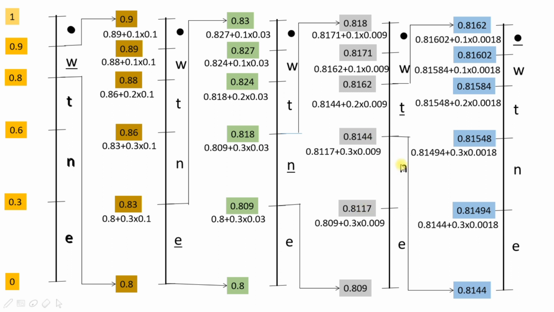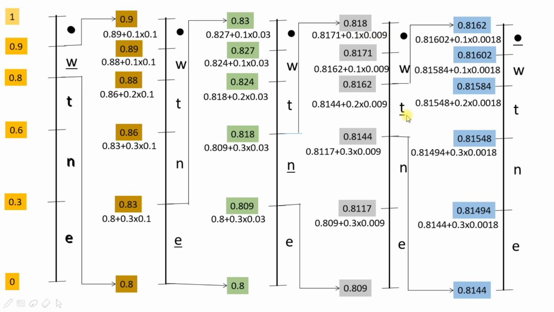Then the upper bound for n will be 0.8117. So this is this value plus 0.3 into 0.009. Then the upper bound for t is 0.8144 plus 0.2 into 0.009 will give you 0.8162. Then the upper bound for w will be 0.8162, this value, plus 0.1 into 0.009, that will give you 0.8171. Then the upper bound for dot will be 0.8171 plus 0.1 into 0.009.